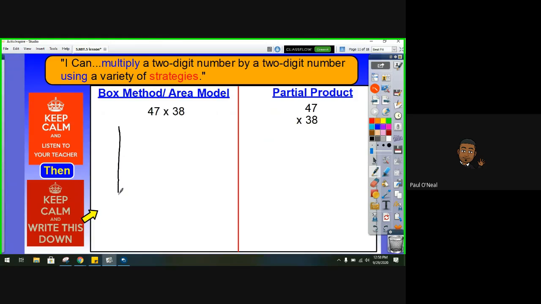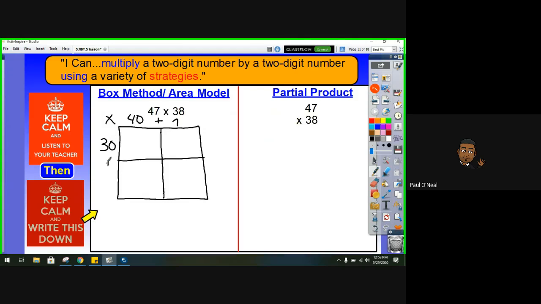So again, I'm going to make my box. Okay, and I have a two-digit times a two-digit. So I'm going to make 2 columns and then 2 rows. So first I'm going to do 47, decompose that, so I'm going to get 40 and 7. And on the other side, I'm going to get 30 and 8. Now, here it gets a little tricky with that other trick that I told you about, a multiple of 10, because now we're going to get a pretty large number.